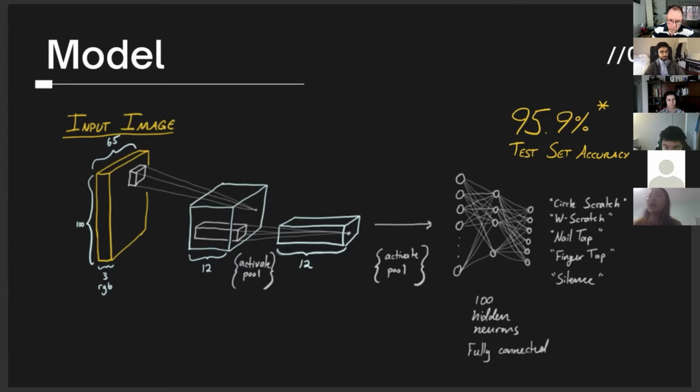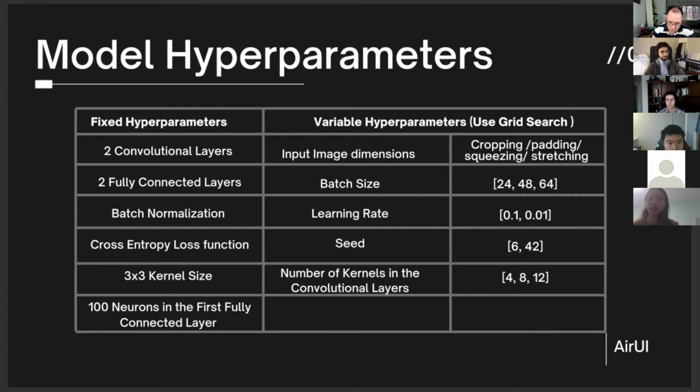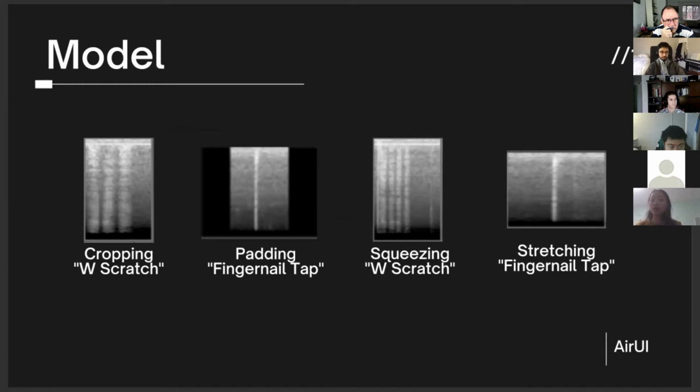Next, please. In terms of hyperparameters, we use grid search to run over combinations of our variable hyperparameters, which are listed on the right side of the table below. Something to note here is the different image transformations we use. Because some of the gestures in our classes are longer than others, we need to transform them to the same size. Here we use cropping as a default since it resembles the real-life scenario of cropping a long spectrogram. However, we also explore the effects of other transformations. Next, please. So here are just some examples of the other transformations. For example, the second one on the left is a short gesture being padded with zeros. Next, please.